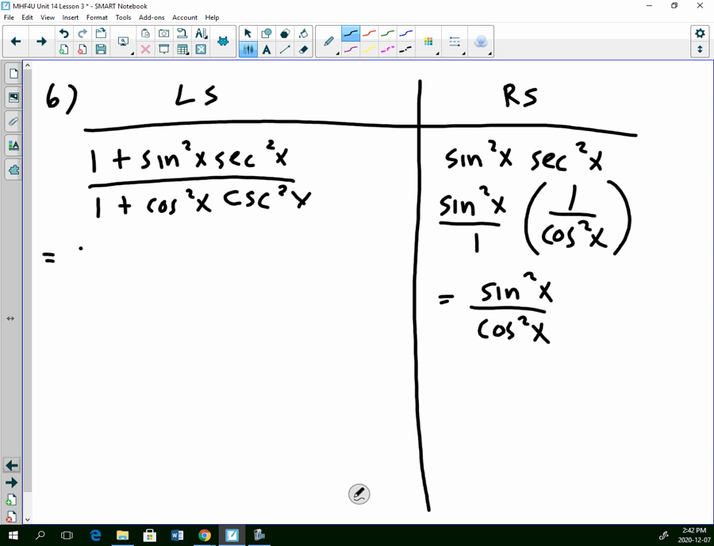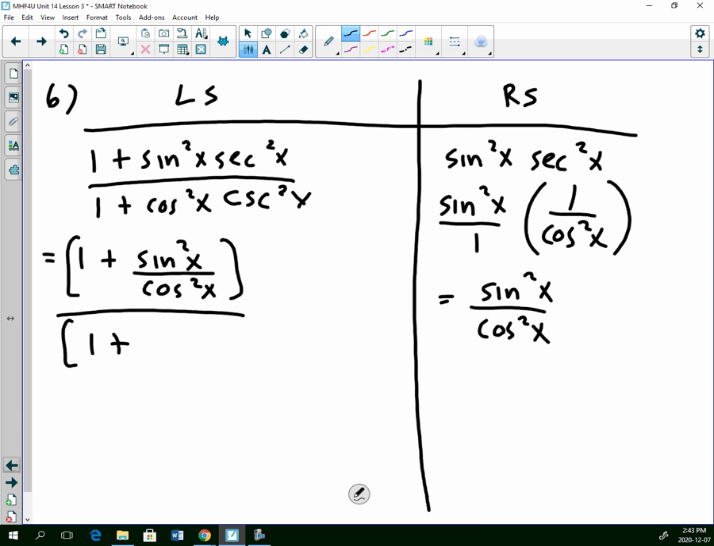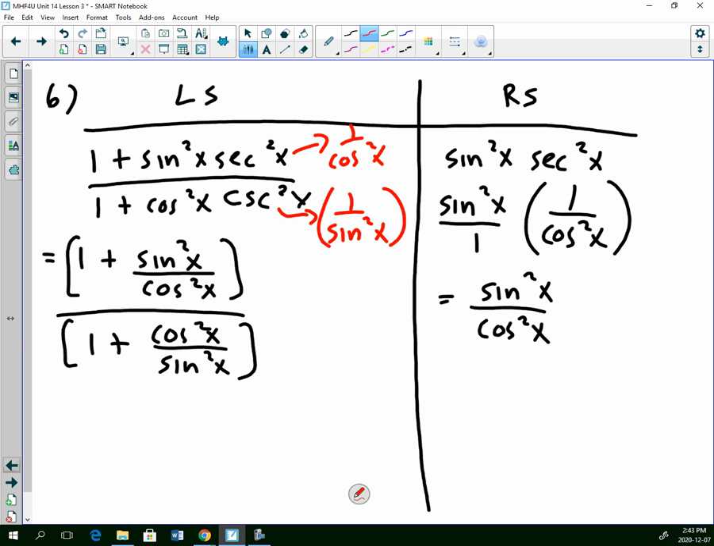On the left, what can I do? Well, I can change any terms. Secant is 1 over cosine, so I'm going to multiply that by sine squared. So that's in the numerator. And then in the denominator, we have cos squared, and then we're going to change cosecant to 1 over sine squared. Right, so this is 1 over cos squared, and this is 1 over sine squared. So I'm just taking those terms and multiplying them by the other term in that numerator and denominator.